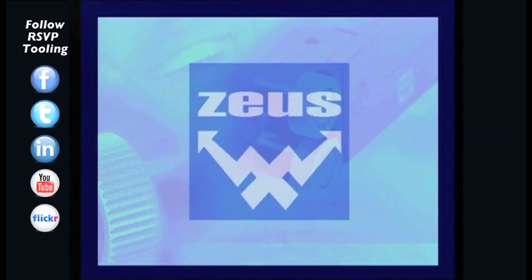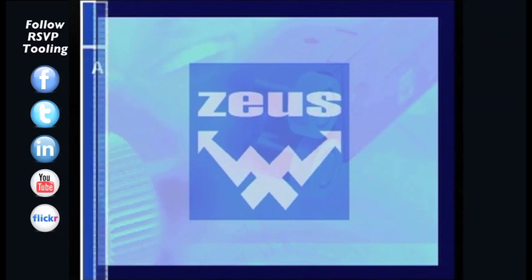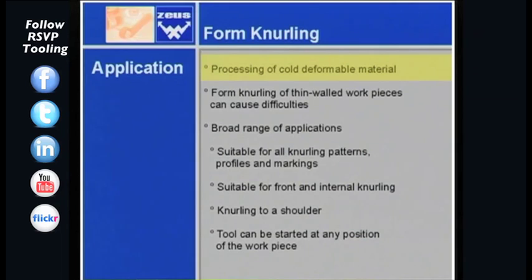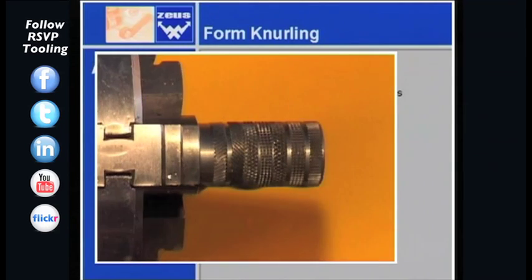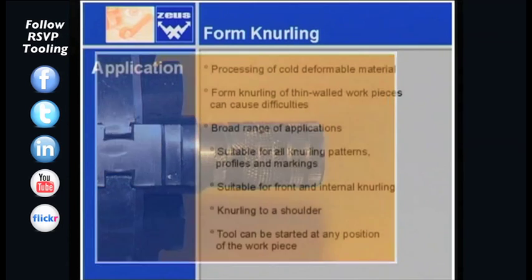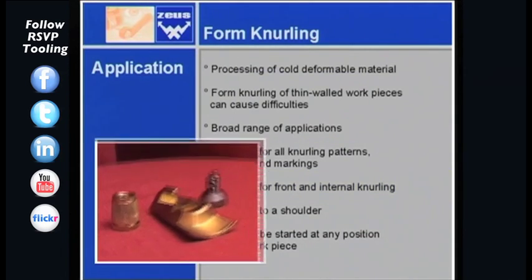In the following section, we would like to compare the range of applications and the characteristics of the two methods. When form knurling, the surface of the part is deformed without any swarf removal. One of the main advantages of the form knurling application is the fact that all knurling profiles can be produced with this method. Furthermore, the manufacture of front and internal knurls is also possible.